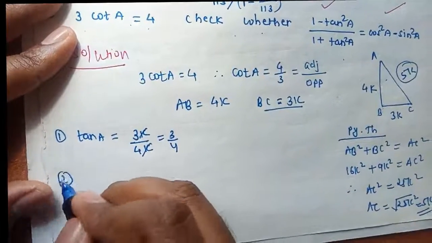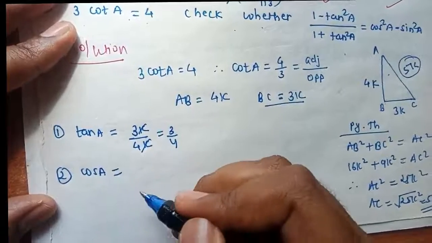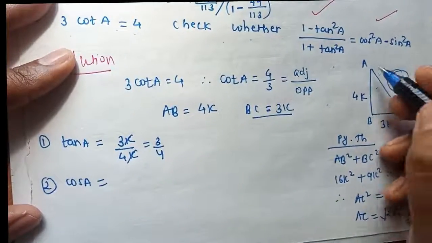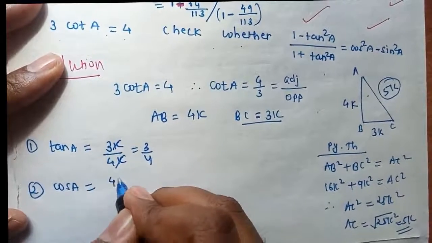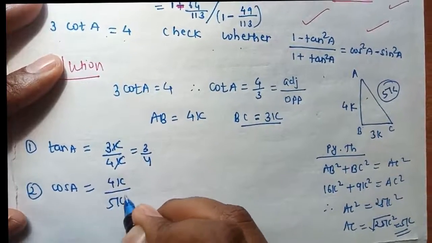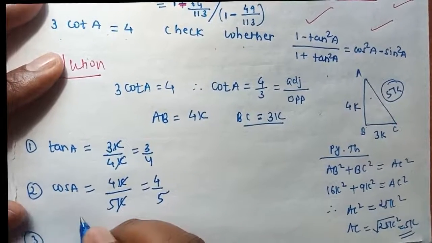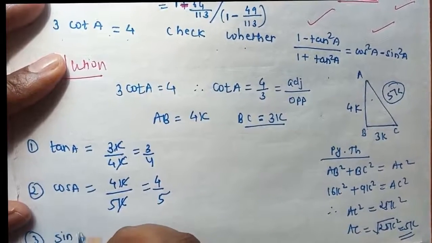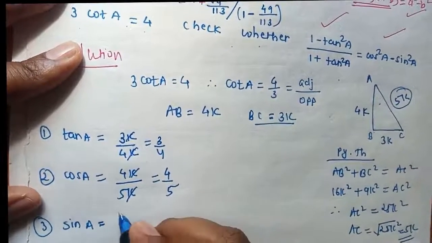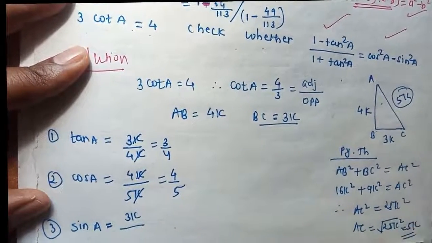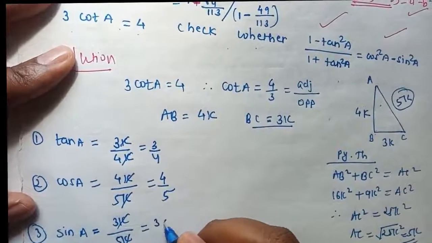Next, we have to find out cos A. What is the formula of cos A? It is adjacent upon hypotenuse. So adjacent is 4K, hypotenuse is 5K. So it will become 4K upon 5K, K cancel, answer will be 4 by 5. Next is sin A. What is the formula for sin A? It is opposite upon hypotenuse. So opposite is 3K and hypotenuse is 5K. K cancel. So answer is 3 by 5.